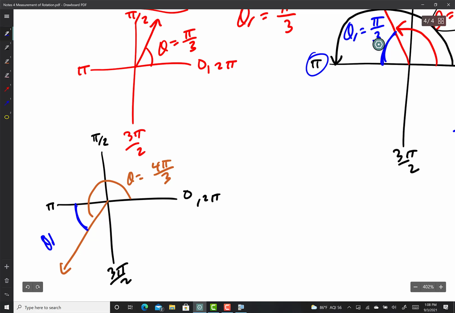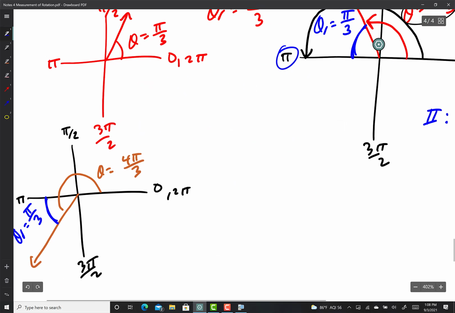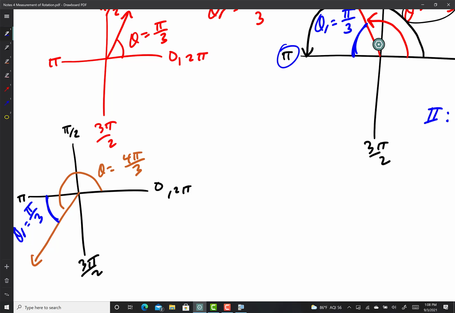Yeah, it's a reference angle. Pi over 3. Well, because I chose all of them over 3s. It'll be different for the last one. Next time I'll have more variety. So next notes I'll update it.